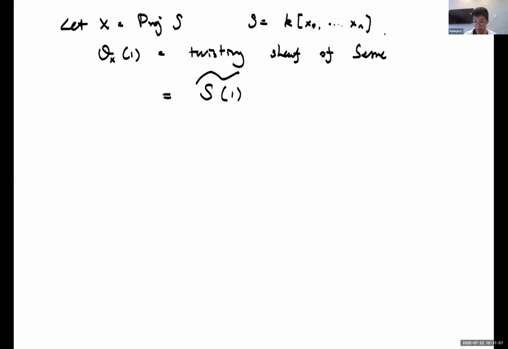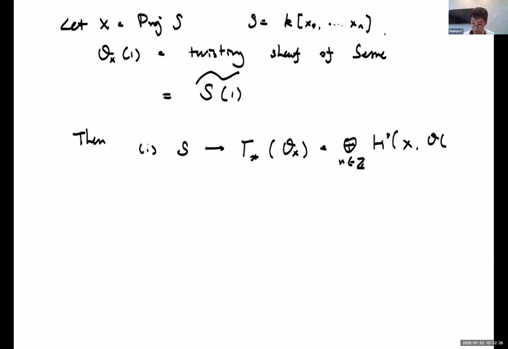Then we have the following. First is S to the global section, but twisted version, which is defined in this way, taking all the integers, the global sections of X with all the twisting sheaves over X, then this map is an isomorphism. I will explain what it means slightly later.